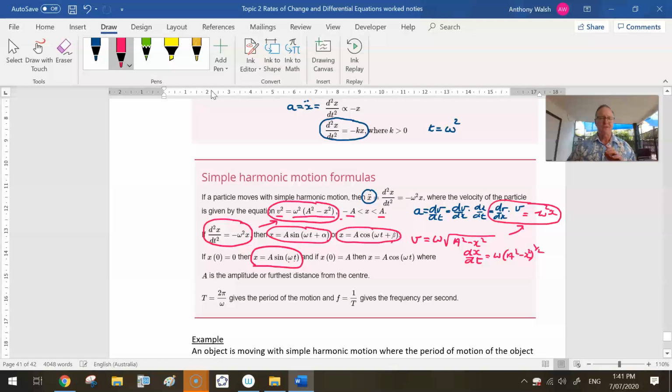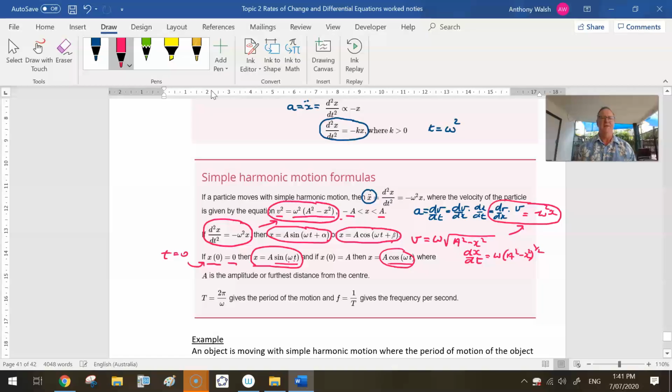Now, if t is equal to 0, which is what this indicates here, and the displacement at t equal to 0 is equal to 0. In other words, initially, if the particle starts at the center, then the values of alpha and beta, these constants of integration, would be equal to 0. So x would be a sine omega t, or x would be equal to a cos omega t. Now again, I'll leave that to you to find for yourself.